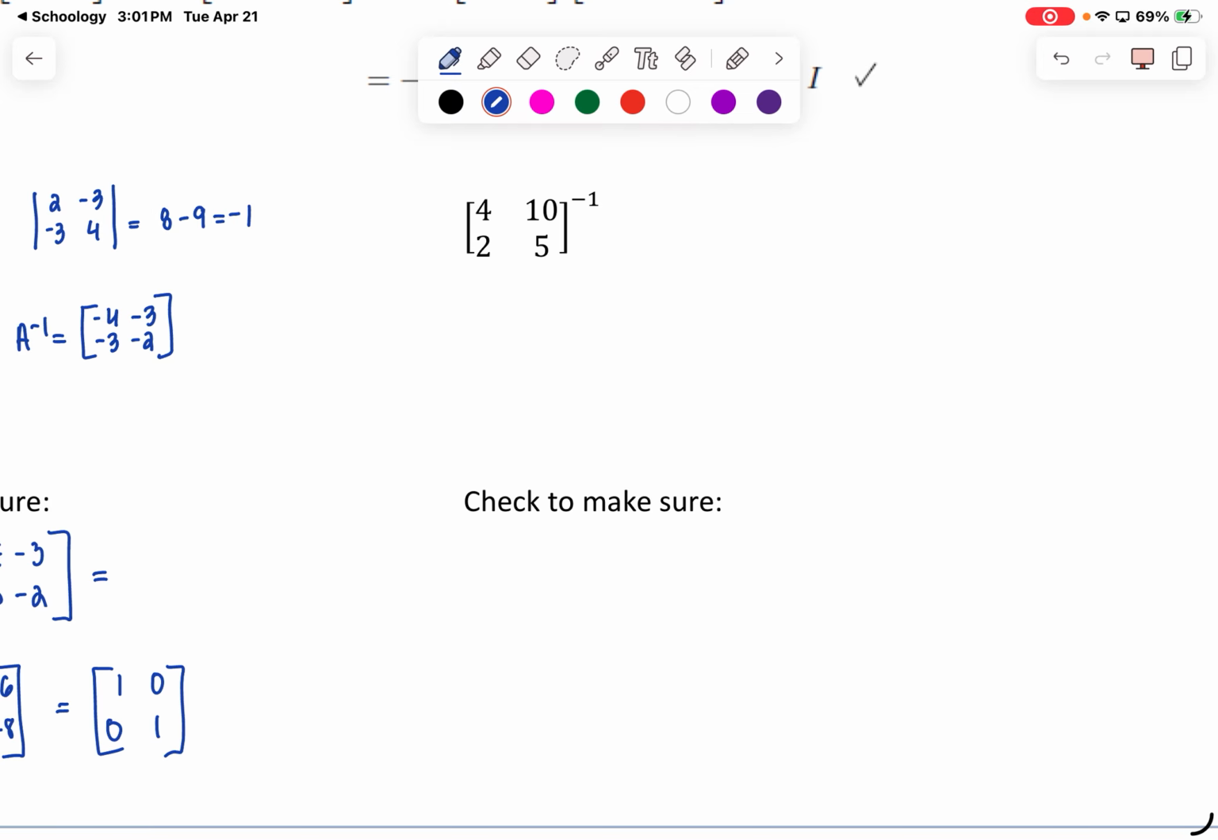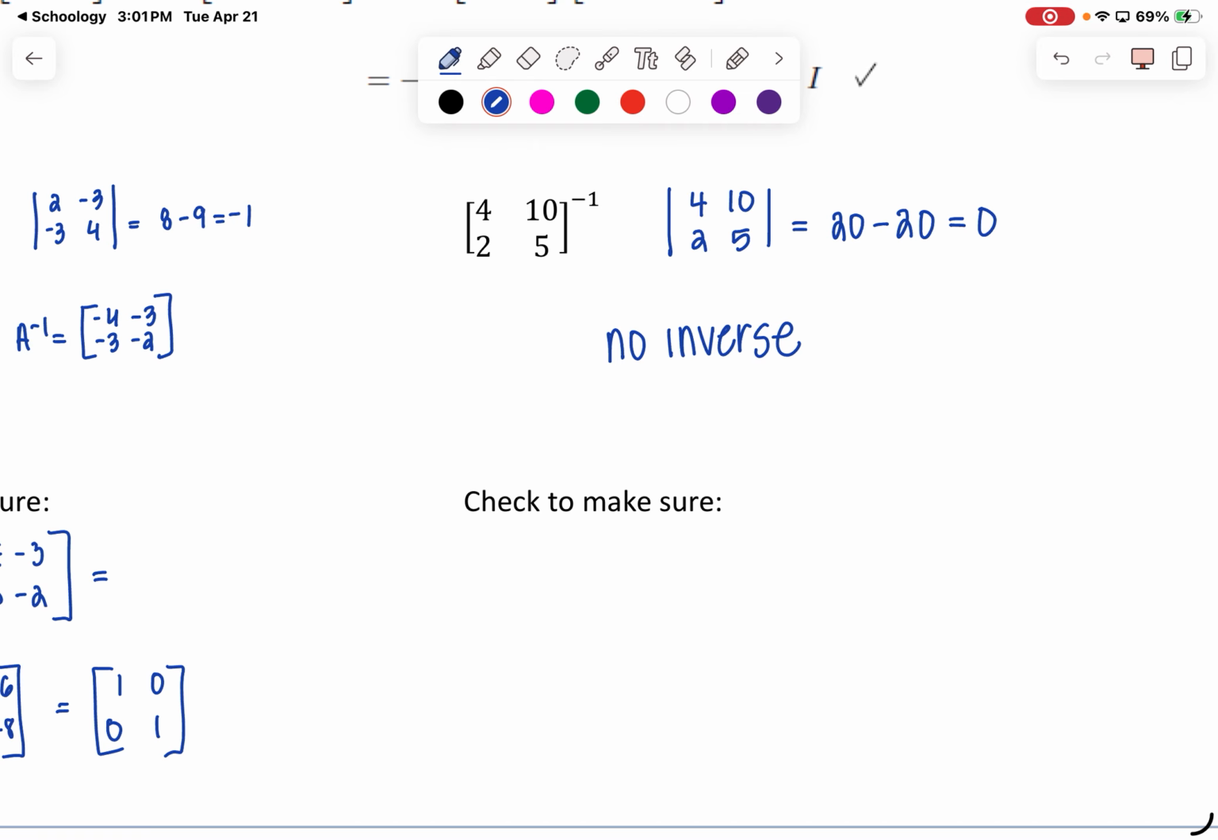All right, let's find the determinant first. 4, 10, 2, 5 is equal to. Multiply 4 times 5, 20, minus 2 times 10, which is 20, which is 0. That means there's no inverse, right? There is no inverse of this because the determinant is 0, and we can't do 1 divided by 0 times anything.